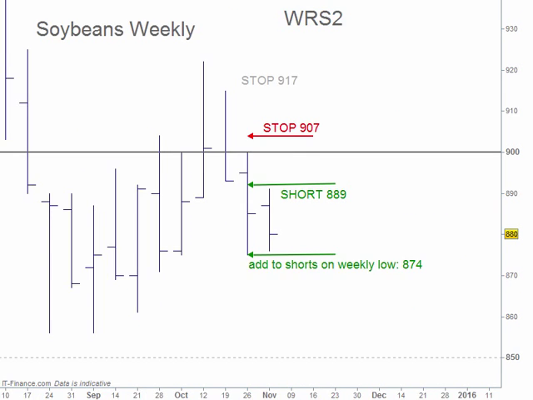Right, soybeans. So this is the weekly Robo System 2 that we've been working on, and we're shorting at the 890 area here on this new low of this bar, with the stop at 917. So we can bring the stop down. I don't want to get it too close to the 900 at this stage, so 907 here.